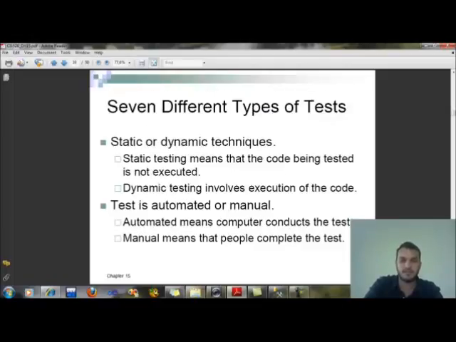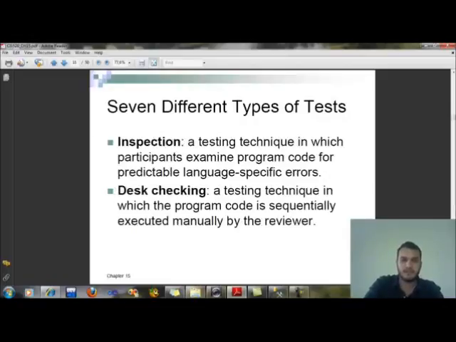There are seven different types of tests. The first one is static or dynamic techniques. Static testing means that the code being tested is not executed. Dynamic testing involves execution of the code. The second one is whether the test is automated or manual. Automated means the computer conducts the tests. Manual means people complete the test.